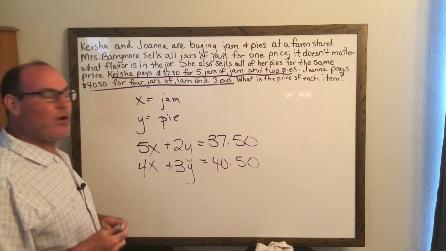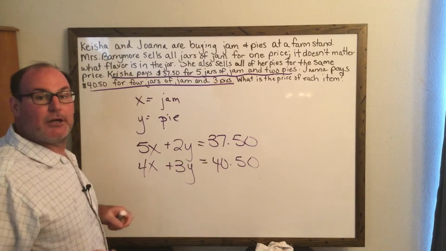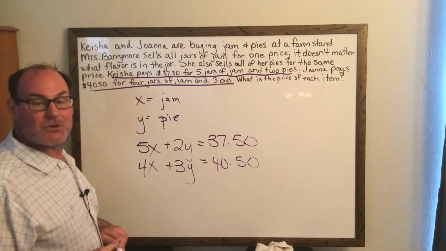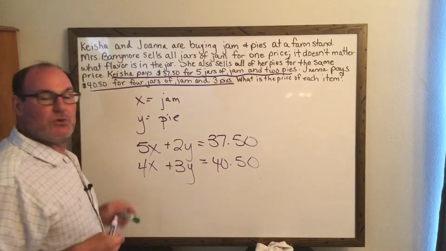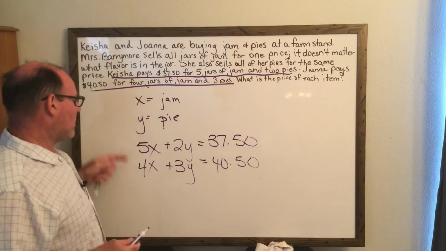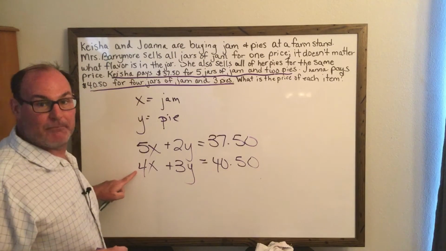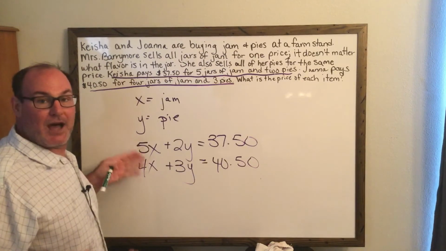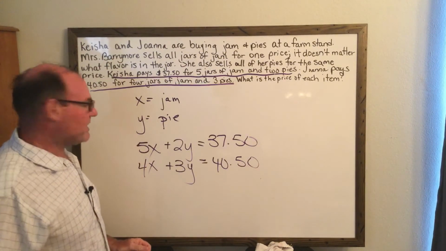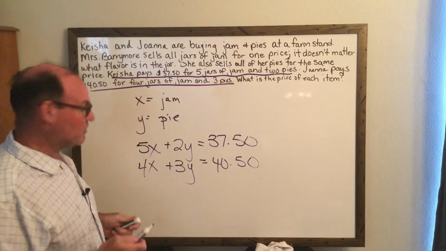Now I'm going to solve this by elimination. It doesn't matter whether you cancel the x's or the y's. I have no secret reason for doing this. I'm going to cancel the x's. Notice 5 and 4. What's the common multiple between them? Well, the common multiple is going to be 20. You do that in the same way as you'd find a common denominator of 2 fractions.